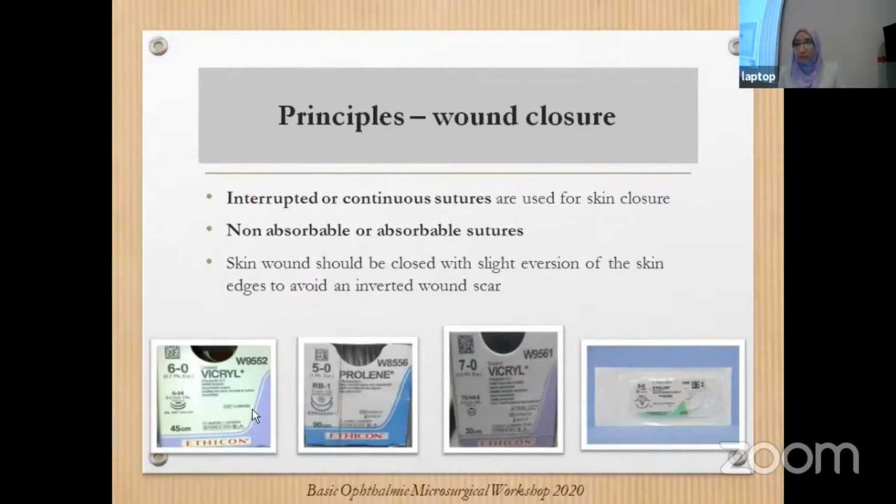This is the example of the sutures that we use. 6-0 Vicryl, 5-0 Prolene, 7-0 Vicryl, okay? So usually for the deeper layer, we use an absorbable suture such as Vicryl, 5, 6 or 7. Usually 5-0 or 6-0. Okay, for kids, we don't want to do suture removal. Post repair, we can use Vicryl. But there's a risk of suture granuloma also. 7-0 usually for the skin.